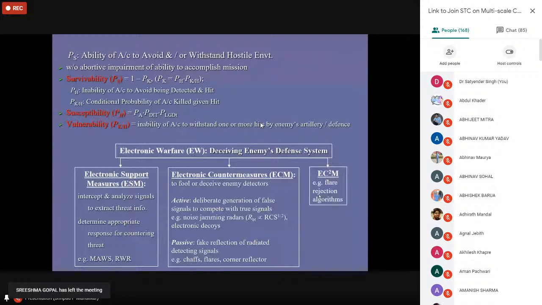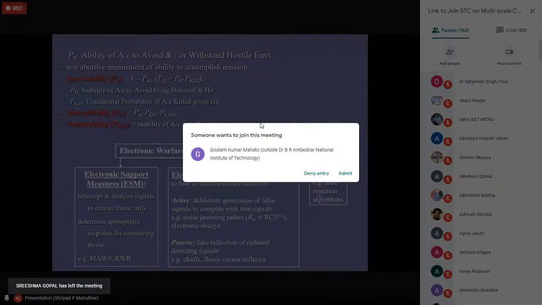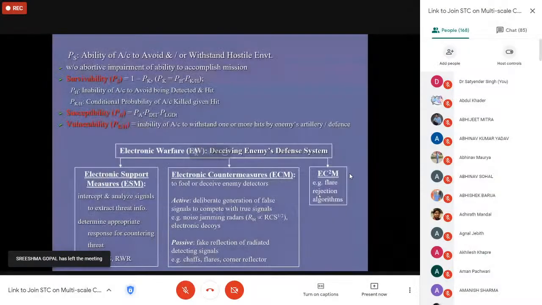And also the sensitivity has gone up, so the lock-on range and the detection ranges are now of the order of 100 kilometers, because of the increased sensitivity.